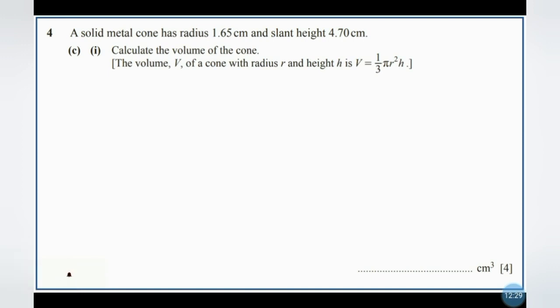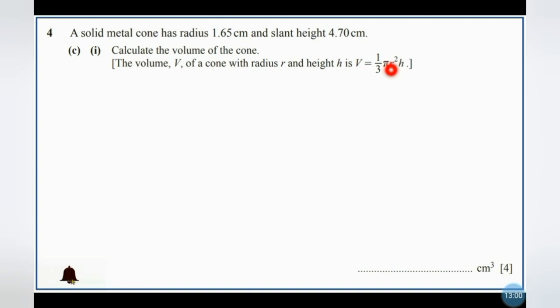Okay, next, let's move on to letter C. Calculate the volume of the cone. Volume of the cone is given there. So you're lucky if the formula will be given. But I think volume of a cone, volume of a sphere are always given in the papers. So volume of a cone is equivalent to 1 over 3 times pi times radius squared times height. So basically, we have all these details already.